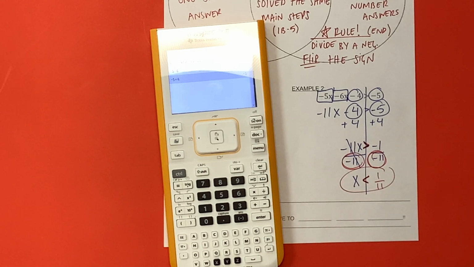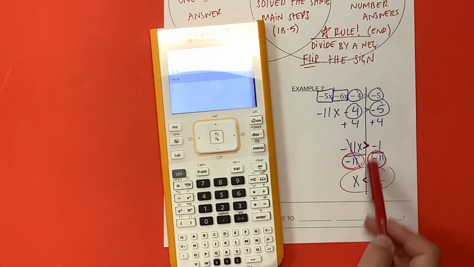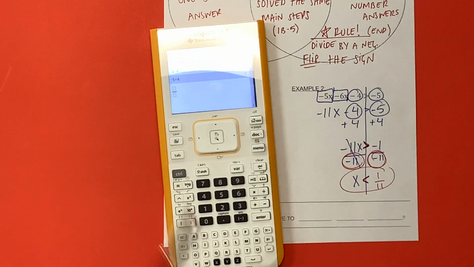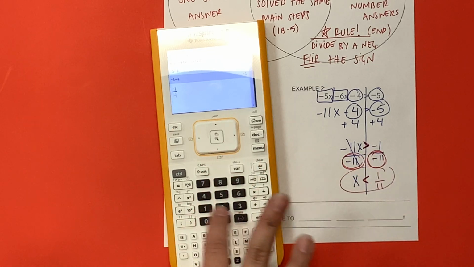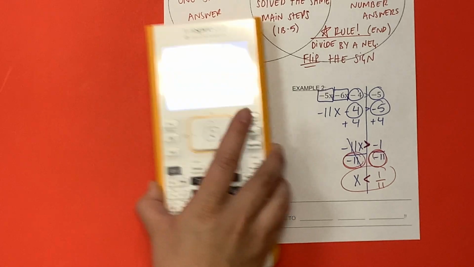Just so you guys know, this -1 divided by -11 will reduce in your calculator. If you press Control Divide, it will bring up an actual fraction bar, just like we wrote. I'm going to type -1 on top and -11, and your calculator will reduce fractions for you, just so you guys know. All right, enough with the calculator.